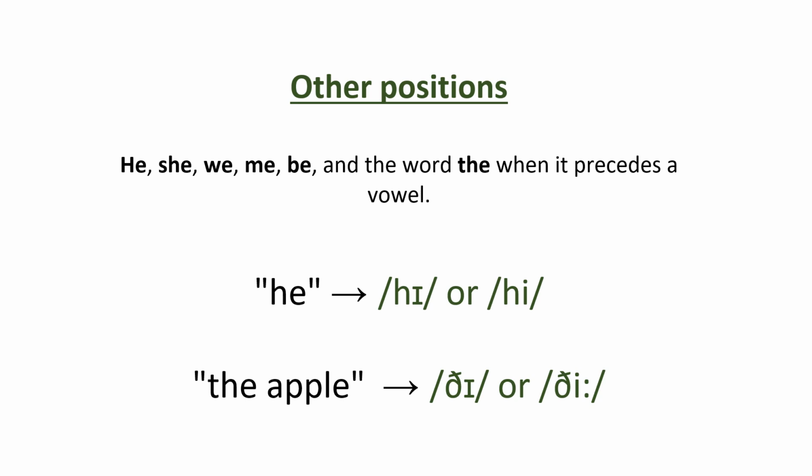Here are some other positions for unstressed vowels found in the following types of words: he, she, me, be, and the word the when it precedes a vowel. This means that when these words appear without stress, particularly when the comes before a word beginning with a vowel, for example, the apple, they are pronounced with a weak vowel, typically a schwa sound. For example, he in unstressed speech may sound more like hi or hee depending on the accent. The apple is pronounced as thee apple, where the is reduced in its unstressed form before a vowel. This rule helps clarify how these common words behave in normal speech when they do not carry emphasis.